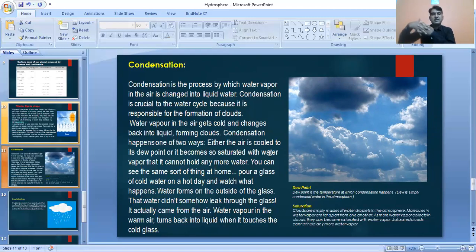Either the air reaches the dew point. Dew point is a condition of temperature. It means there's a low temperature, or you can say cold temperature, where the vapor starts to convert into liquid. Another state is saturation. Saturation is the condition of the air where that air cannot hold more water.